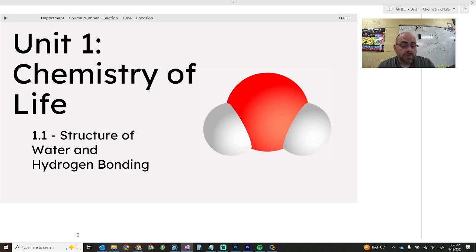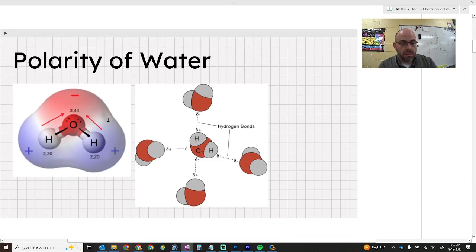We're looking at 1.1, structure of water and hydrogen bonding. Nice long section name, very descriptive of what we're getting ready to talk about. Here's the water molecule. We're getting ready to talk about a water molecule. Let's talk about it then.